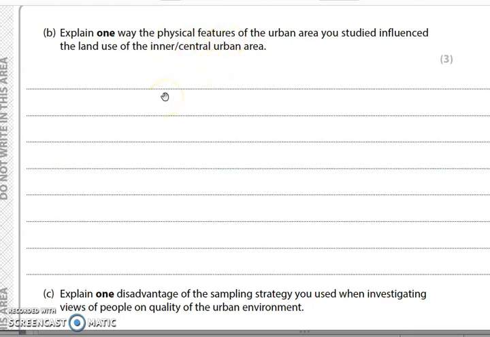So think about when you went to Birmingham, what were some of the physical features? Were there hills? Were there slopes? Were there river or water features? And how might they have influenced the land use, the way that the buildings or the types of buildings that were in the inner city or central urban area? So 3 marks, 3 minutes, have a go now.